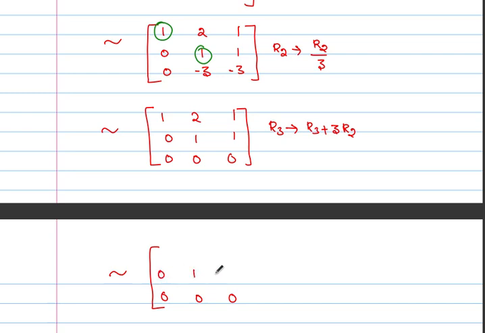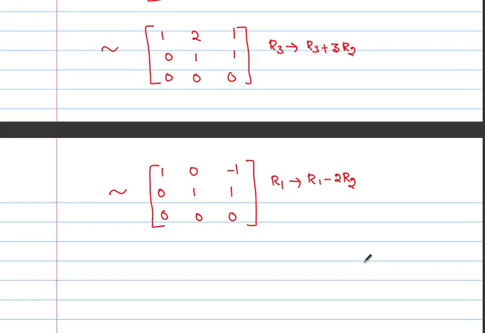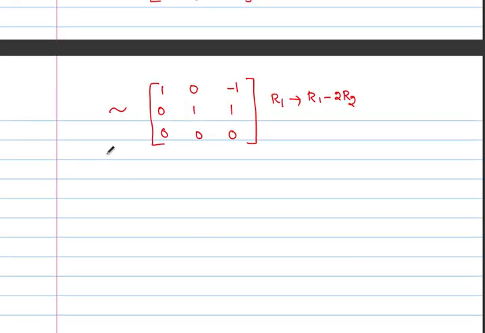Second row also I don't want to disturb. The first row is 1, 0, and the next becomes minus 1. That is, R1 becomes R1 minus 2 R2. So this is the null space of B. I take the matrix U1, so the null space of B is equal to the null space of U1.